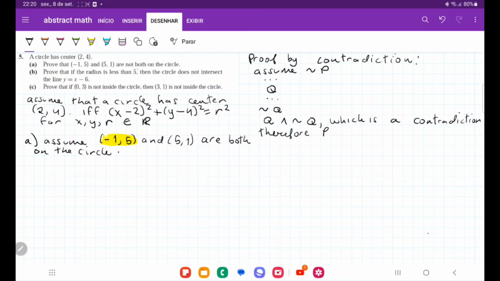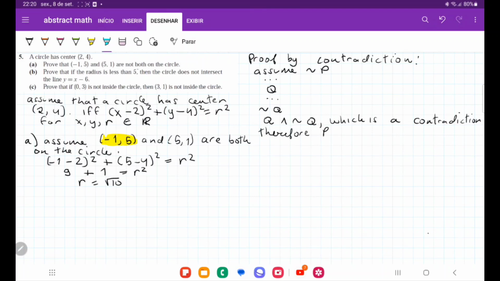So we have here -1. I'm going to plug that in for x. So I have that (-1 minus 2) squared plus, for y, I have 5, (5 minus 4) squared. This is equal to r squared. And so -1 minus 2 is minus 3 squared. So that's going to be 9 plus 5 minus 4 is 1 squared. 9 plus 1 is equal to r squared. And therefore, r is equal to root 10.